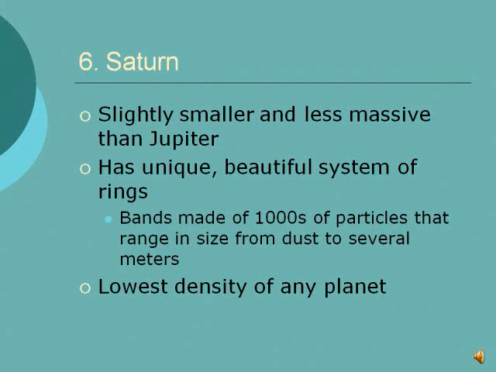Bands made of thousands of particles that range in size from dust to several meters across. It has the lowest density of any planet. Scientists like to say that if there was a bathtub big enough to fit Saturn in, it would float, kind of like a beach ball on top of the water. That's how low the density of Saturn is.